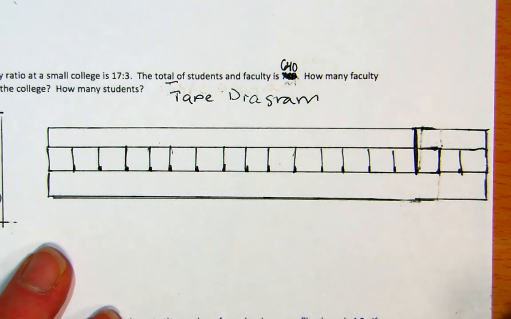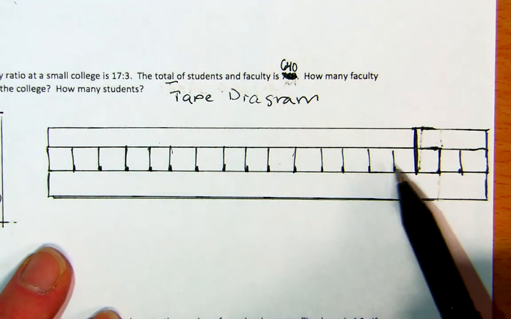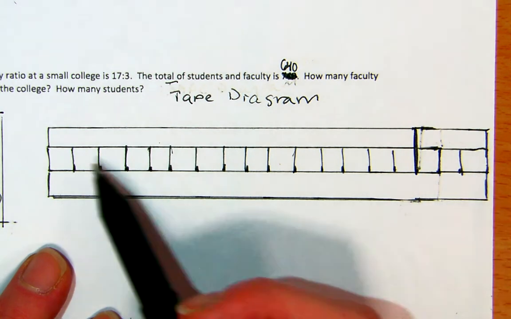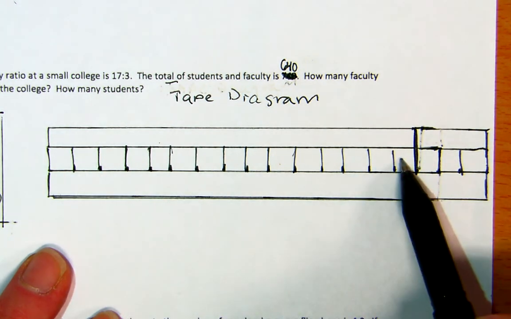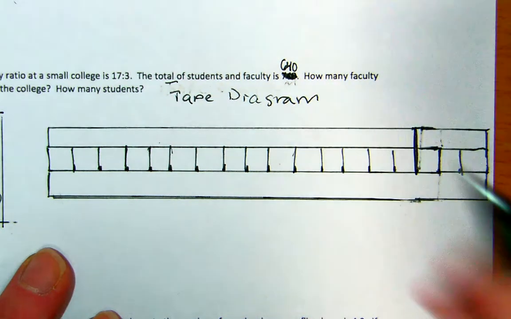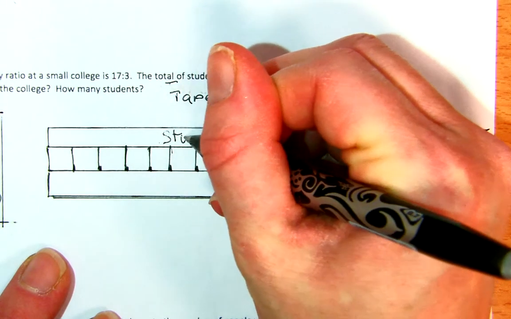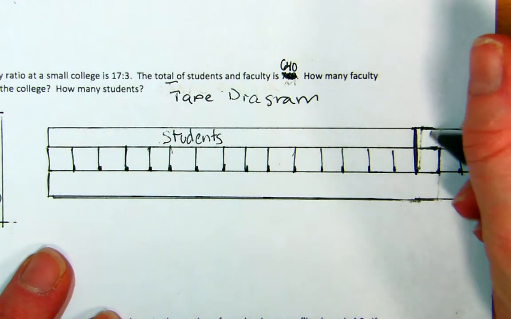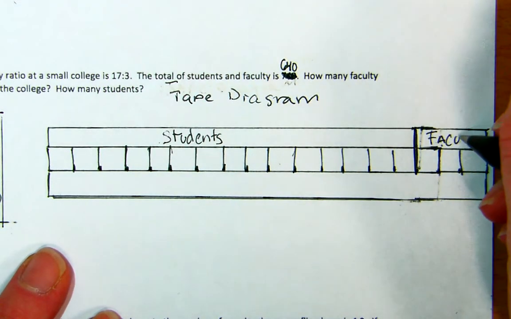Okay, so I know that the ratio of my students to faculty is 17:3. So I've got 17 boxes here that represent the students, and 3 boxes that represent the faculty. So I'm just going to put in this bar above, I'm going to put students, and then over here I'm going to put faculty. Okay.